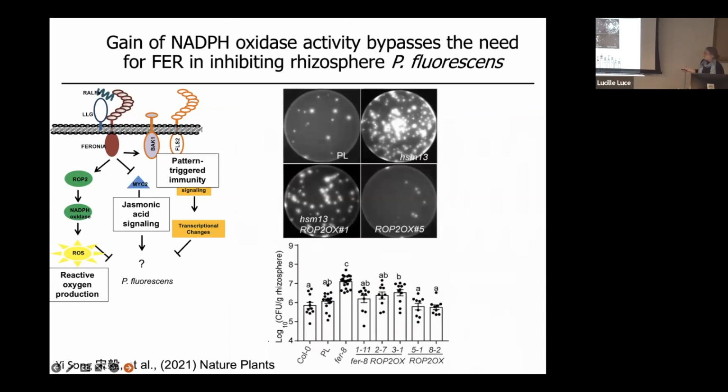And so to test if this was really the pathway involved, Yi overexpressed RAP2, which is downstream of FERONIA, to ask if this could bypass the need for FERONIA in regulating reactive oxygen. So here's our parental line, and then the HSM13 mutants. If you overexpress this RAP in the HSM13 mutant, you have a dramatic reduction in the amount of Pseudomonas, suggesting that if you increase the level of reactive oxygen, you can actually decrease the level of Pseudomonas. And so that suggests that indeed it's this pathway, and not something related to PTI, that's regulating rhizosphere Pseudomonas.